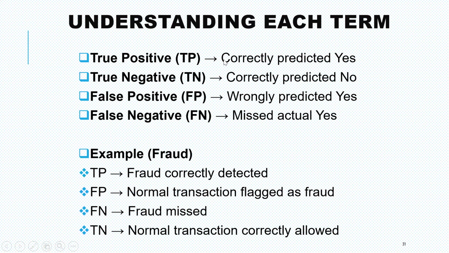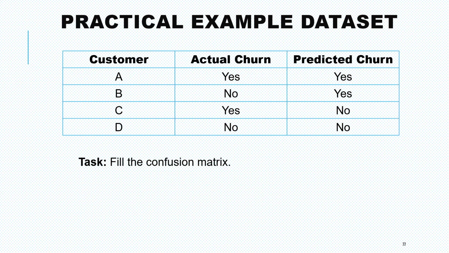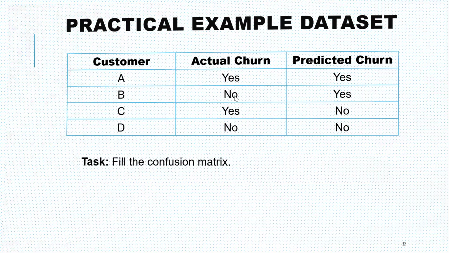So if we are asked to fill in the matrix, can we do this? When I say the matrix, we are talking about the 4 things, the 4 quadrants. So you have the actual yes, actual no, against predicted yes and predicted no. So let's fill in the confusion matrix.